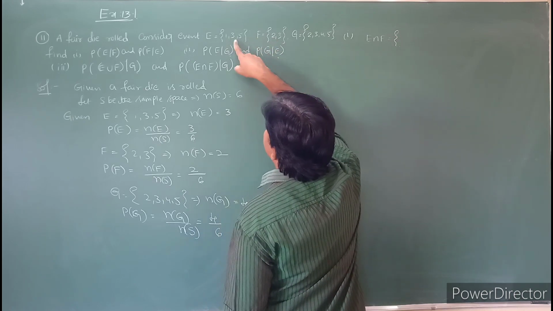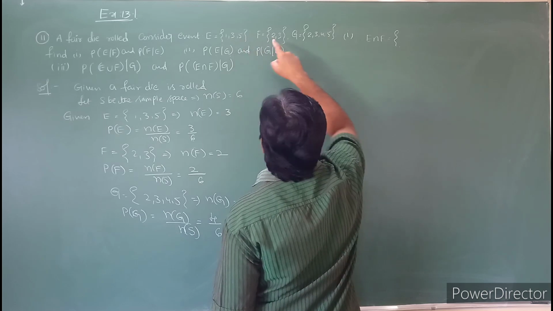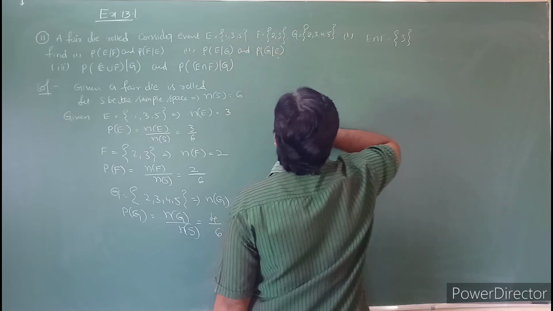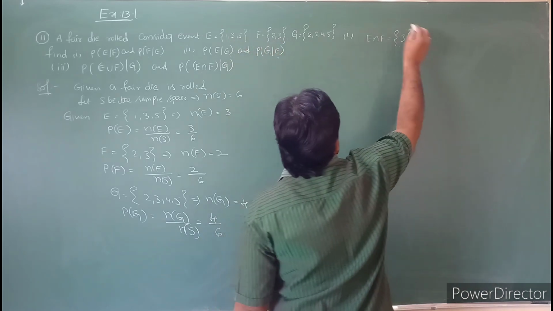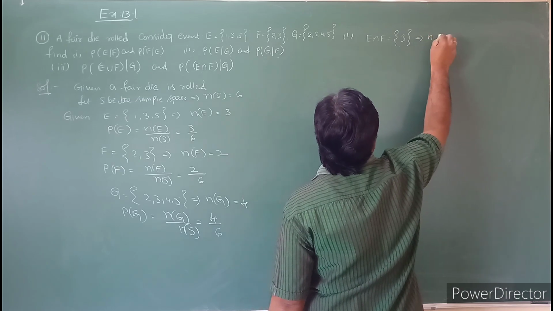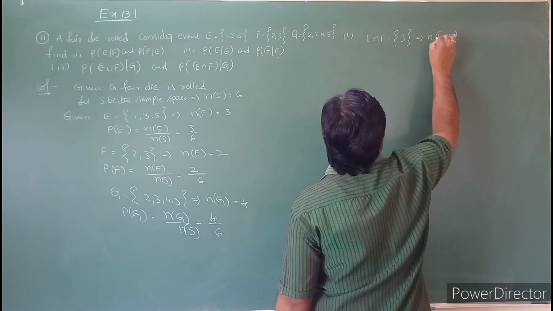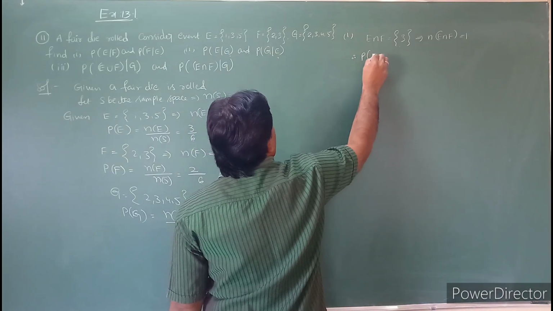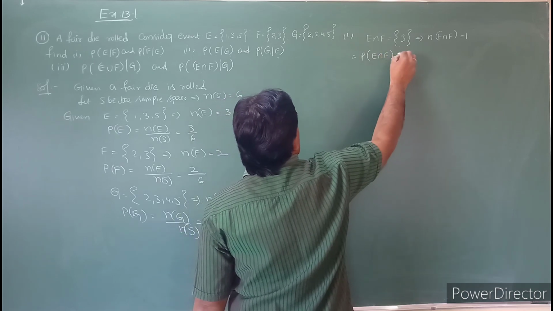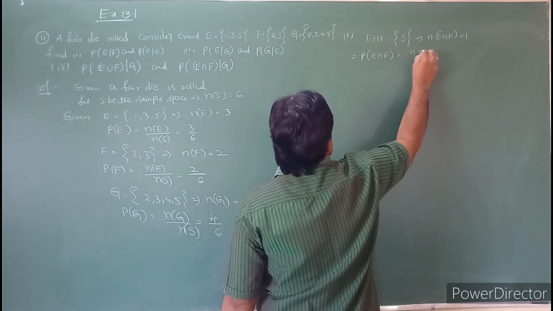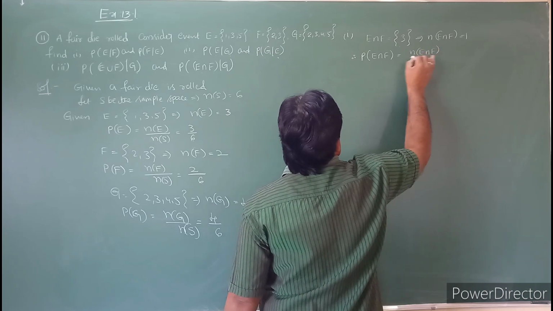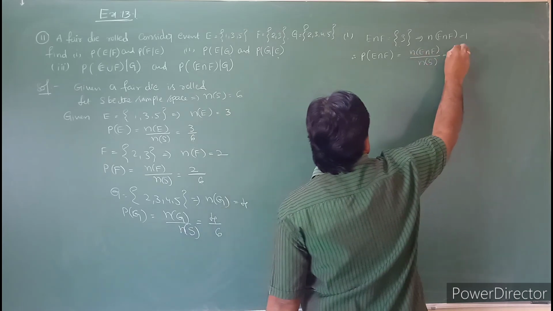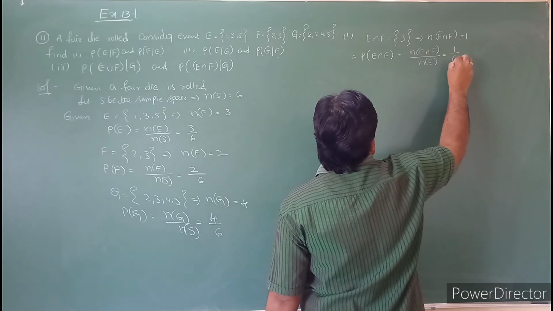E intersection F: what is the common event for these two? It is 3 only. Intersection means the common elements, that is nothing but 3 only. So that implies n of E intersection F is 1. Therefore probability of E intersection F is n of E intersection F by n of S, that is 1 by 6.